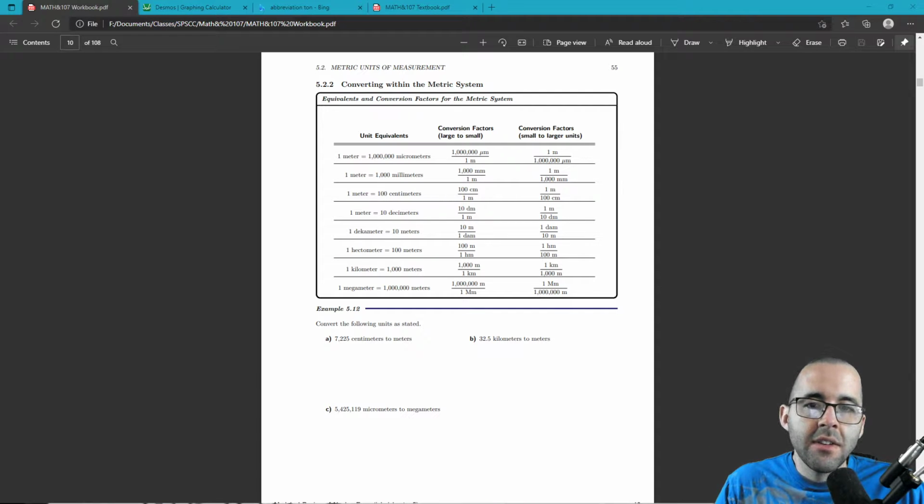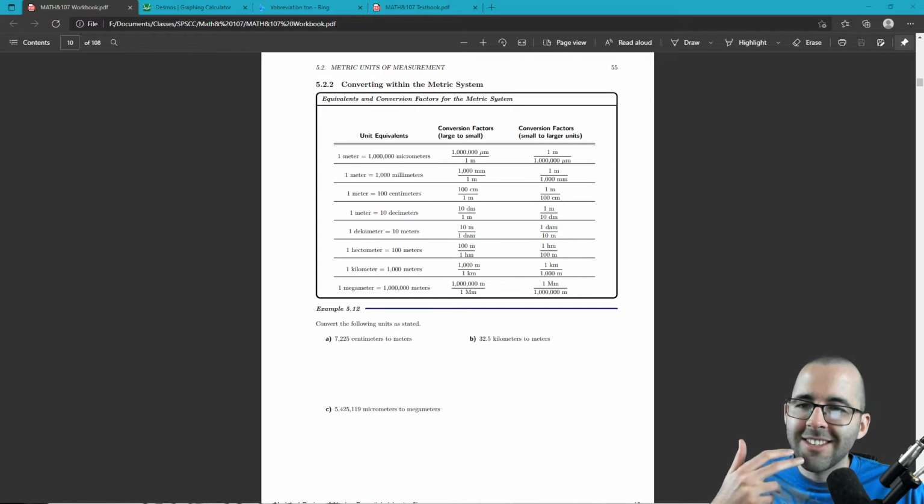Really, really small things have the prefix micro, maybe a micrometer, a microgram, a microliter. And then as things get bigger and bigger, millimeters are bigger than micrometers, and then centimeters, decimeters, and then the meter itself, and then decameters, hectometers, kilometers.